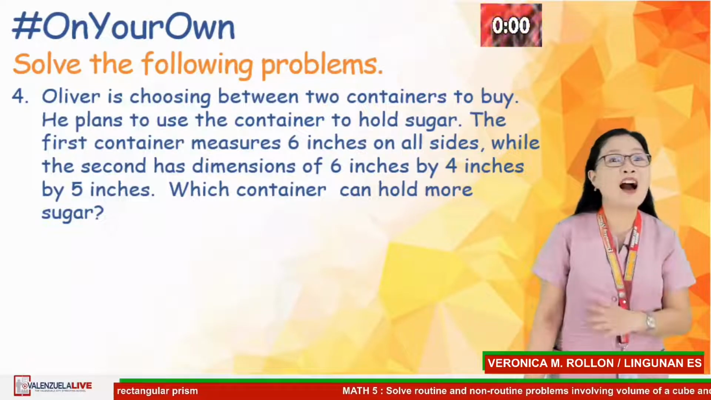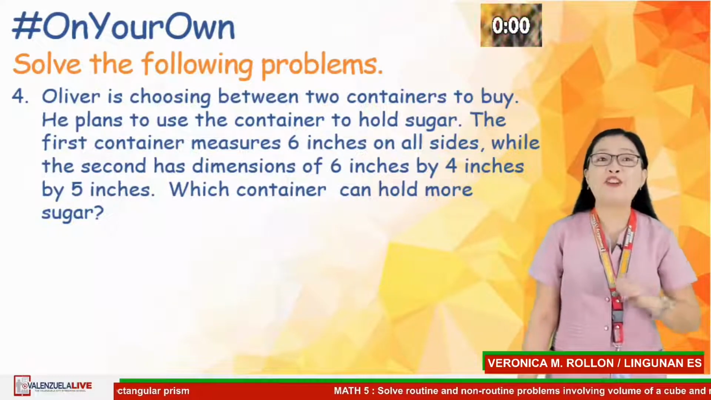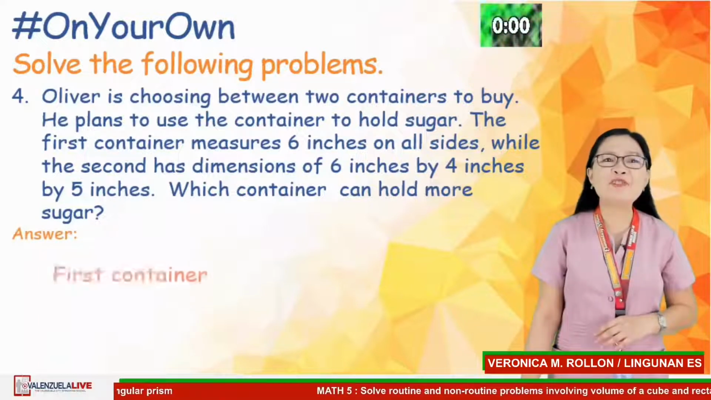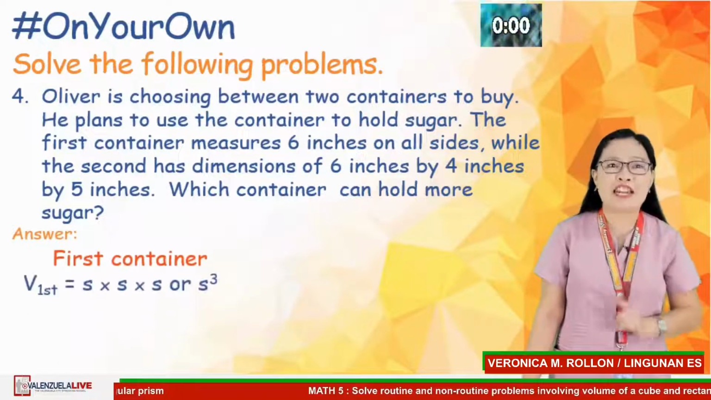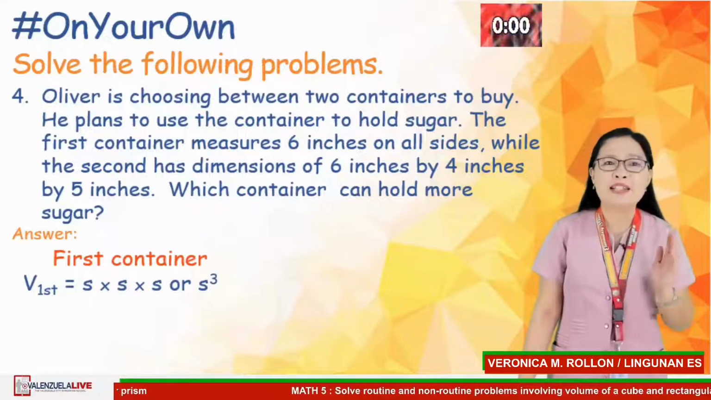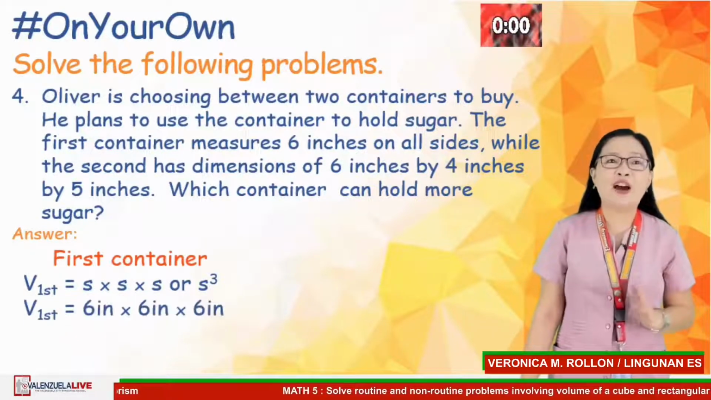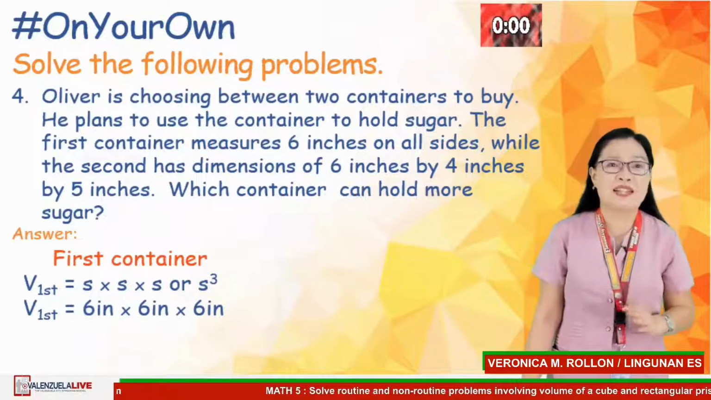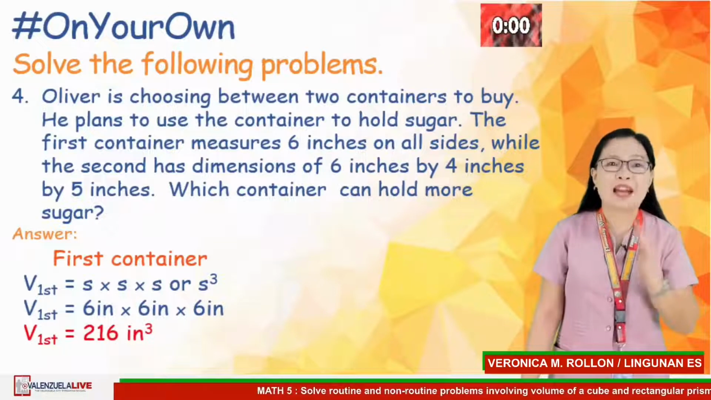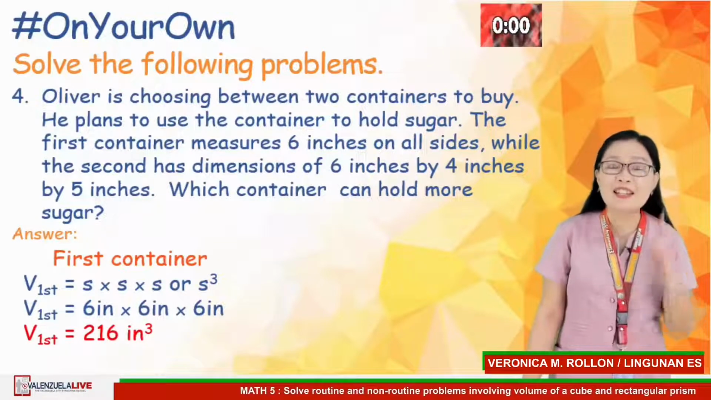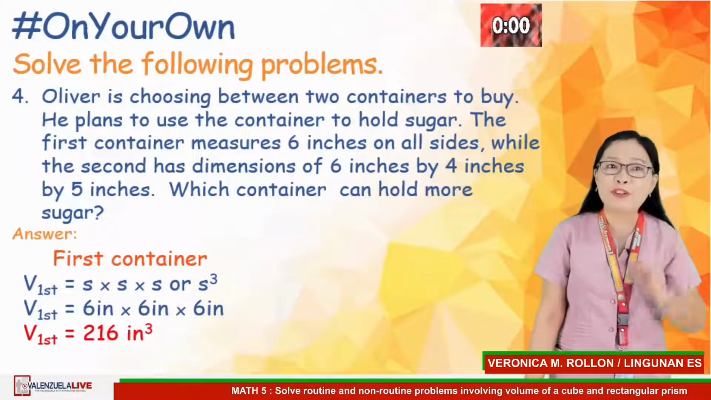Okay, time is up. Now you write or type in your answer on the comment box. Let us solve this one. The answer for this is the first container. So let's solve. For the first container, the volume is side times side times side. So all you have to do is multiply 6 inches times 6 inches times 6 inches. 6 times 6 times 6 is 216 cubic inches. That is the volume of the first container.